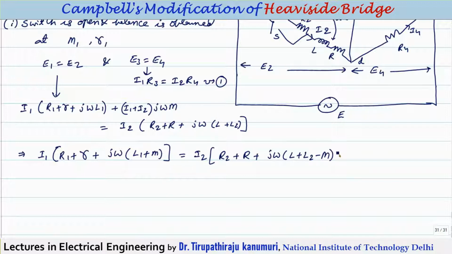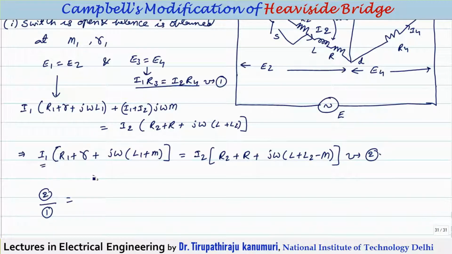minus M. So this is the value we got. Let us take this as equation number 2. Now I am taking the ratio of equation number 2 divided by equation number 1. So what is equation number 1? This is equation number 1, and this is equation number 2. So equation number 2 divided by 1.